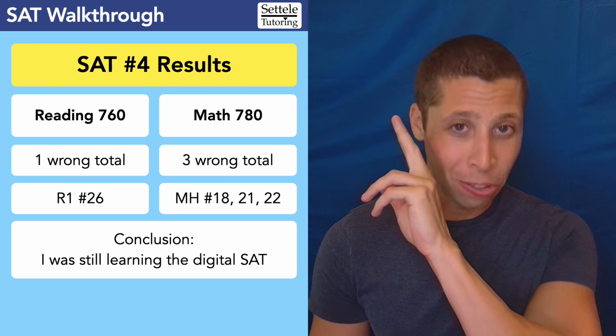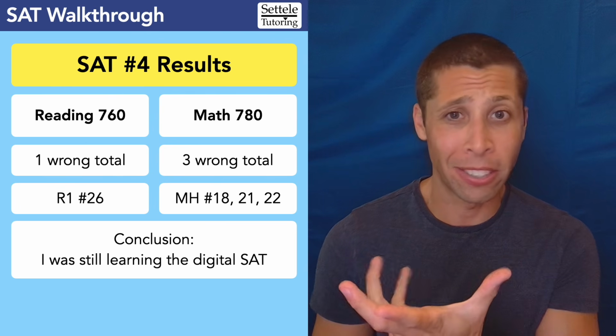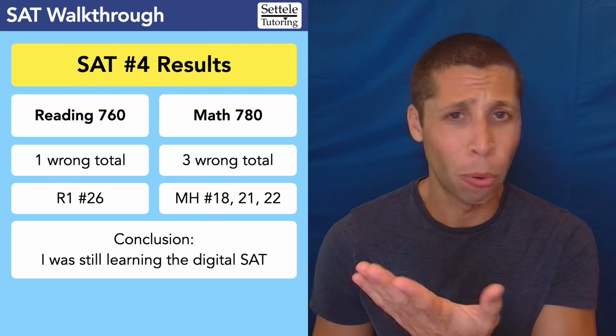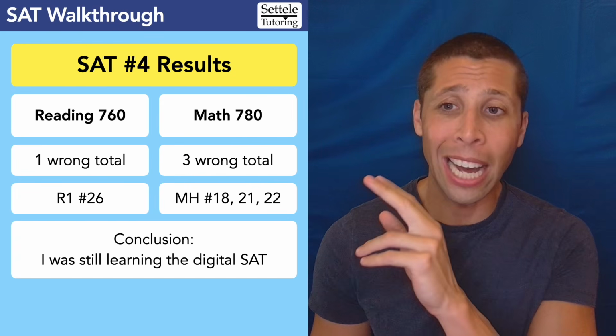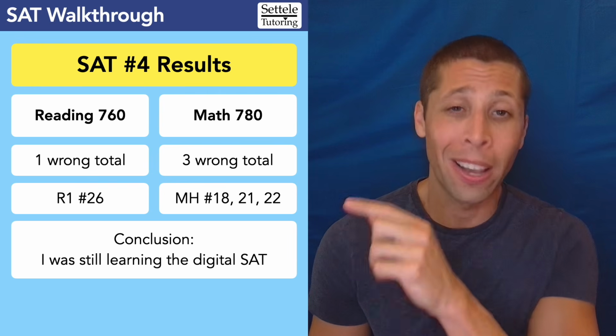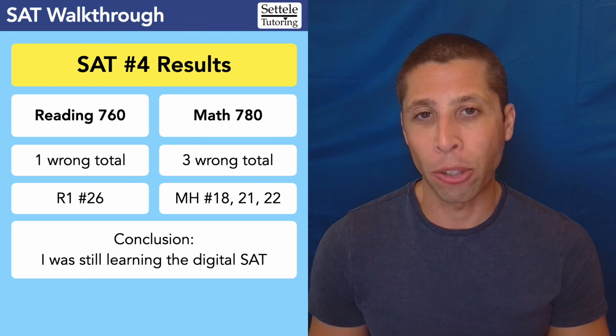The actual scores that I got on this test are 760 reading and 780 math. I don't know where that 760 came from. I don't know why I had 4 wrong. I must have entered something wrong, but if I missed something here, let me know. But specifically, I got number 26 wrong in module 1 of reading, and then 18, 21, and 22 wrong in the hard module of math.